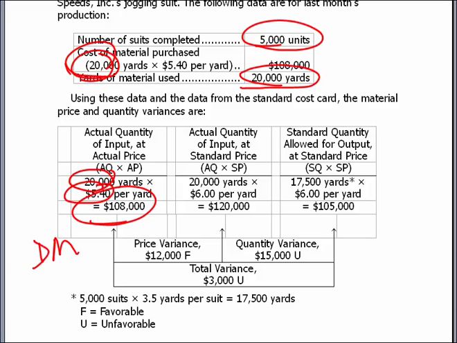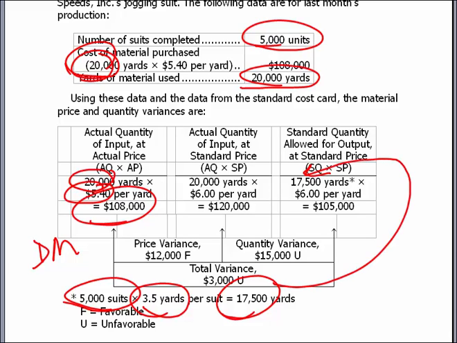If we go down here and say, well, 5,000 suits is supposed to take 3.5 yards per suit, a standard amount would be 17,500 yards. Then off our cost card, we know it's supposed to be $6. So now we can compare the 105 to 108 and see, well, we're $3,000 unfavorable because we spent 108, we were only supposed to spend 105.